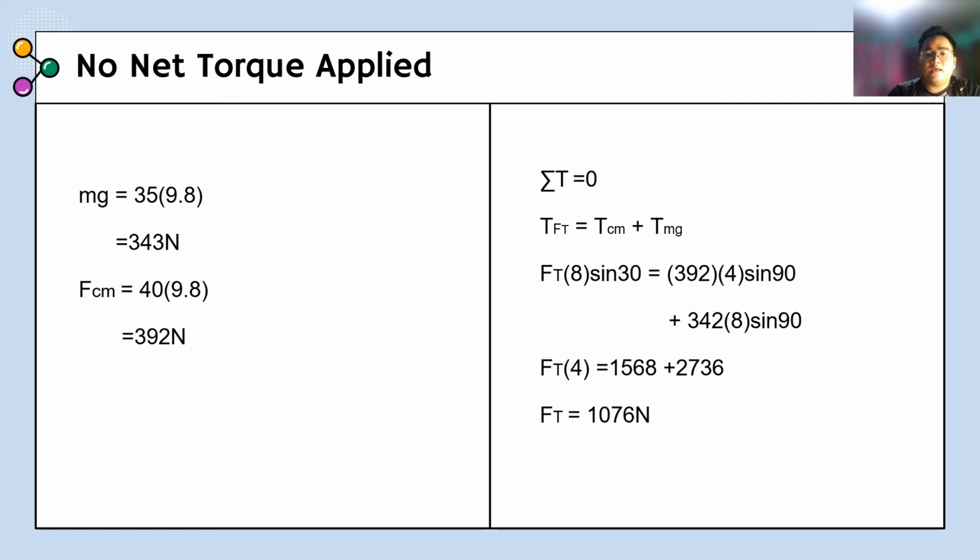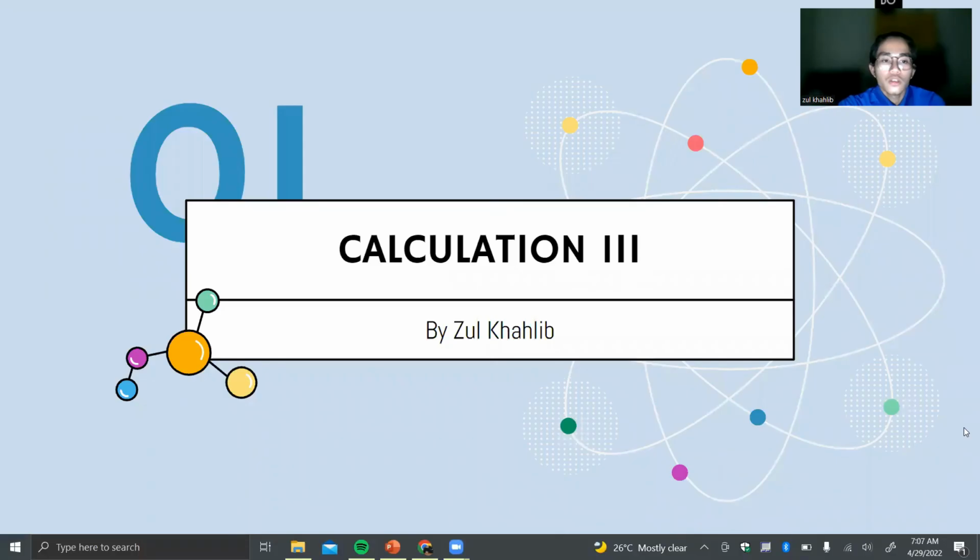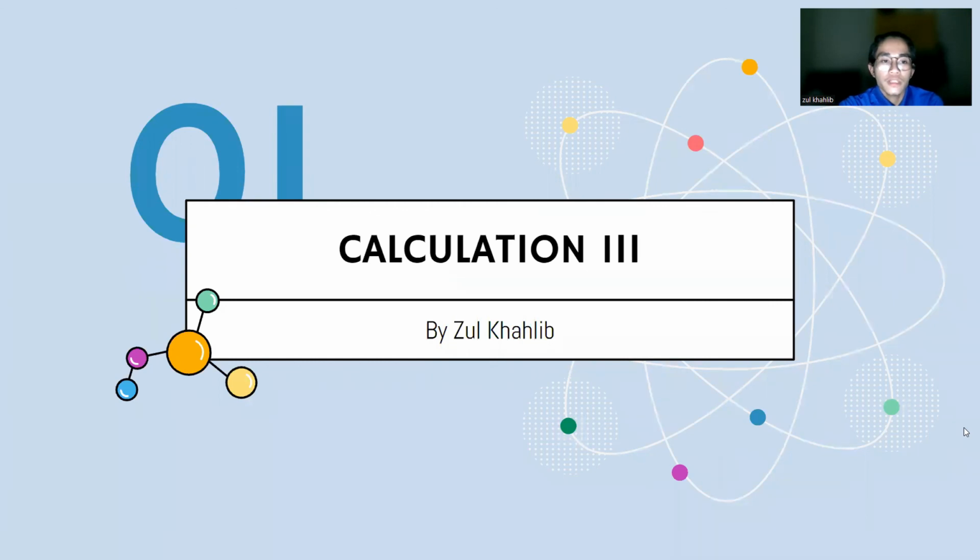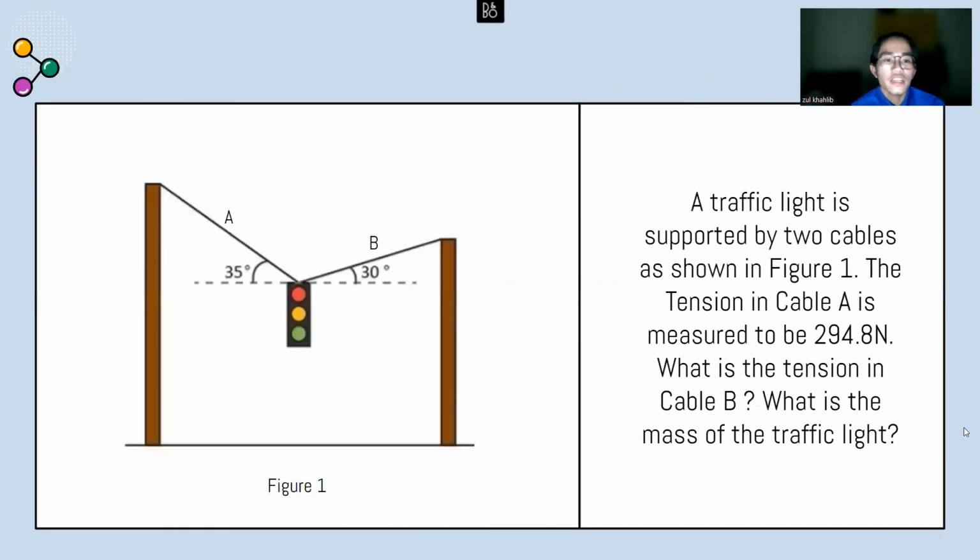And finally, we will get Ft multiplied by 4 equal to 1,398 plus 2,736. Finally, after we solve this equation, we will get the tension in the cable equal to 1,076 Newton. Thank you.